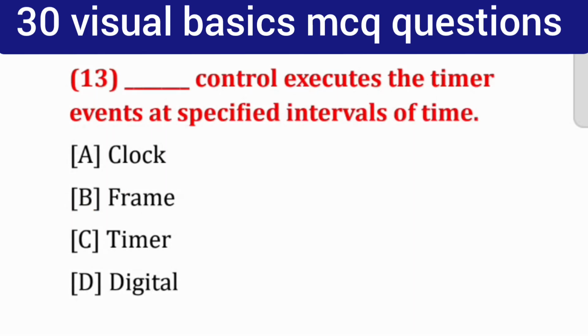Question number 13. Dash control executes the timer events at specified intervals of time. Options: clock, frame, timer, digital. Correct answer: timer.